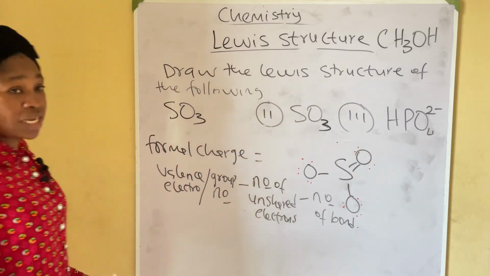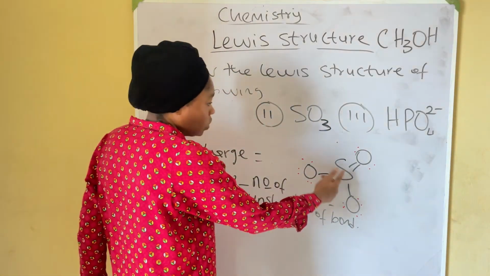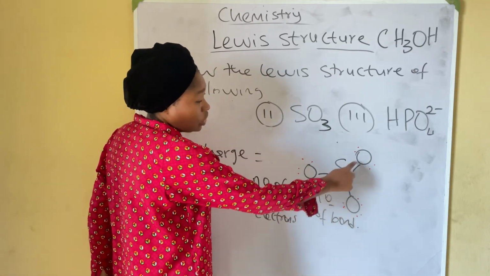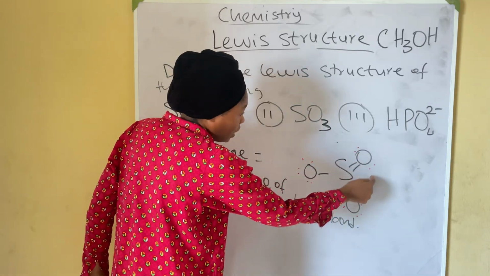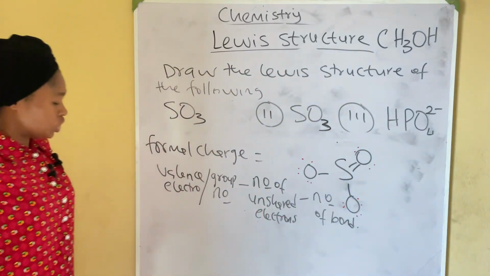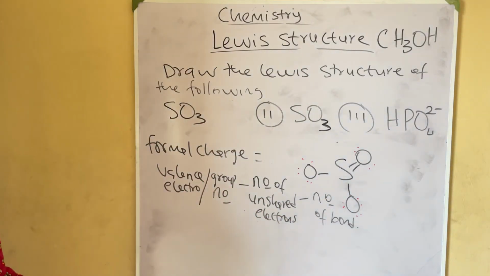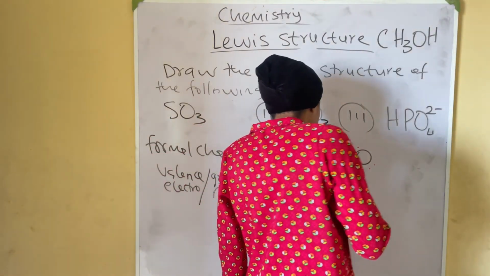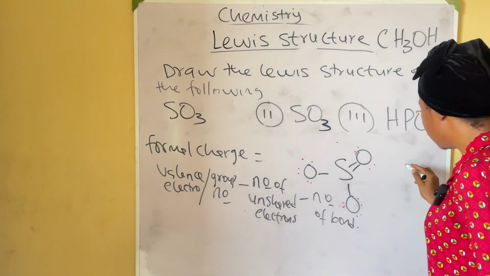So look at the unshared electrons for this sulfur. Sulfur does not have any unshared electrons. What about oxygen? Oxygen with the double bond has 4 unshared electrons. The one with the single bond has 6 unshared electrons. Okay, so we're going to calculate the formal charge. So remember the one that gives you what? A lesser distance. What if somebody decides to say, okay, no, this structure is not supposed to be like this. It will be like this.